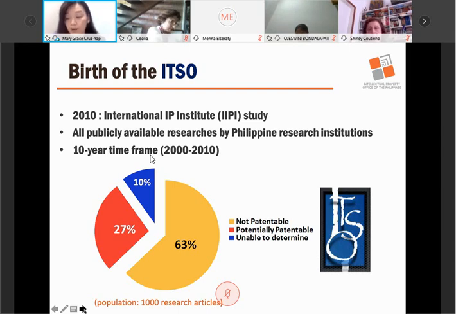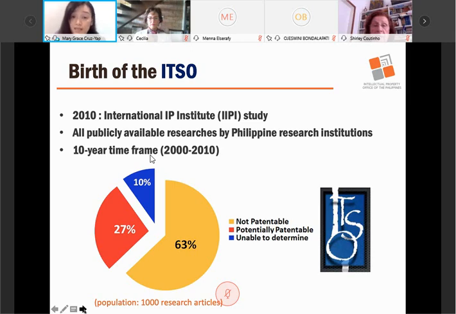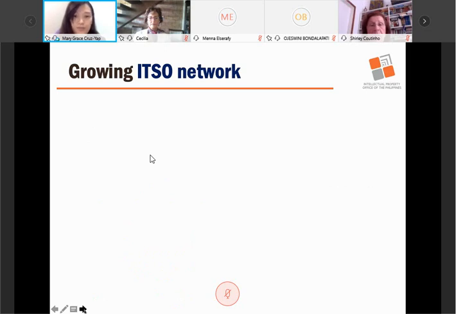We launched this formally and publicly on the 22nd of March 2012, with around 30 public and private universities and research institutions signing in. Public and private universities and research development institutions were enlisted into the network, mainly to provide patent information services. As time went on, the services of the ITSO were expanded.